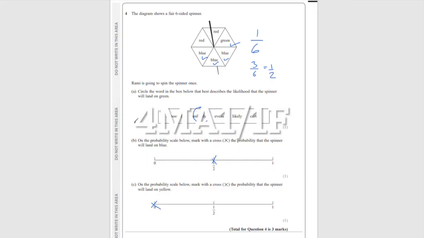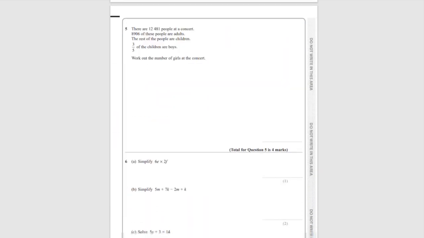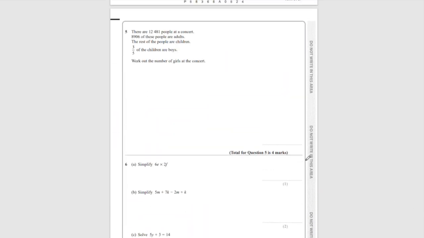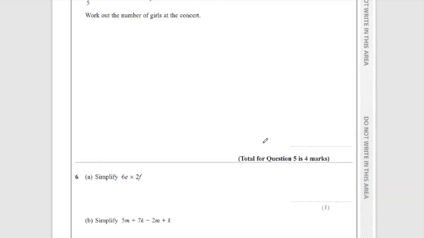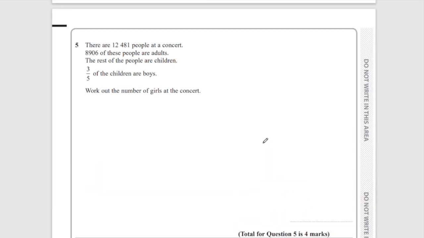So welcome to the second part of the video of solving Edexcel Foundation past paper. So let's move to the next question. So next question is about... let's zoom it in.